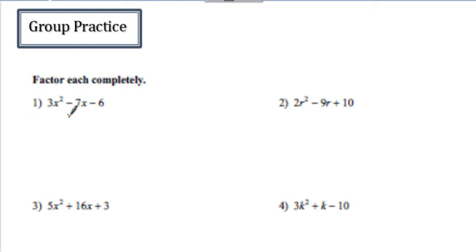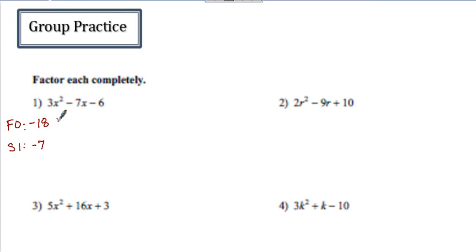Now number 1, let's look and see if there's a greatest common factor first. That should always be our first step. I look and look and look. I don't find a greatest common factor here, so I launch right into my steps. I need to find factors of 3 times -6. So remember before we had just an invisible number 1 here, but now we don't. We have a 3 here. So we need to multiply 3 times the -6. So factors of -18 whose sum is -7.